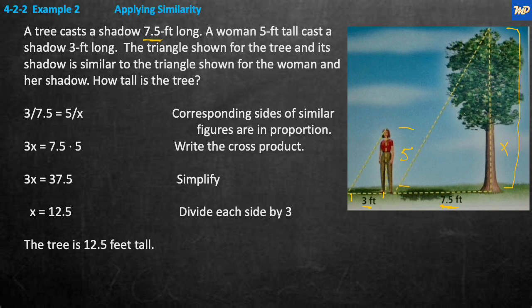In doing that, we're going to take the x up to the 3 on the left and have 3x. And we're going to take 7.5 from the denominator on the left and multiply it to the numerator on the right. And we're going to get 7.75 times 5. And then we simplify it. We're going to get 3x is equal to 37.5. And that's going to give us x equaling 12.5 feet because we're dividing both sides by 3. Divide by 3. The tree is 12.5 feet tall.